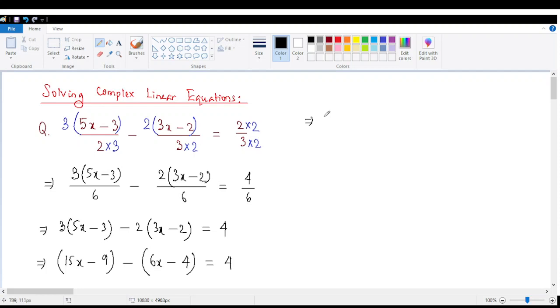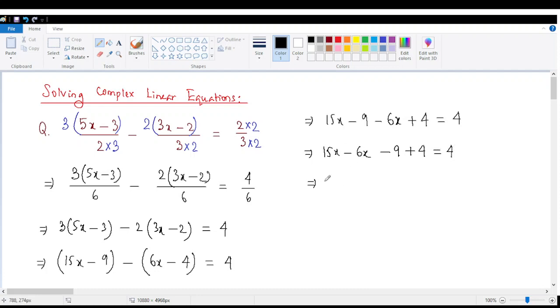So here you will write 15x minus 9, no changes because there is no sign outside. Now here 6x minus 4 will undergo alteration of signs because there is a negative sign waiting outside. So 6x will become minus 6x, and 4, which was negative earlier, will be positive 4, and that is equal to 4. Now same thing, we will bring the like terms together. So 15x minus 6x, and here is negative 9 plus 4 equal to 4.